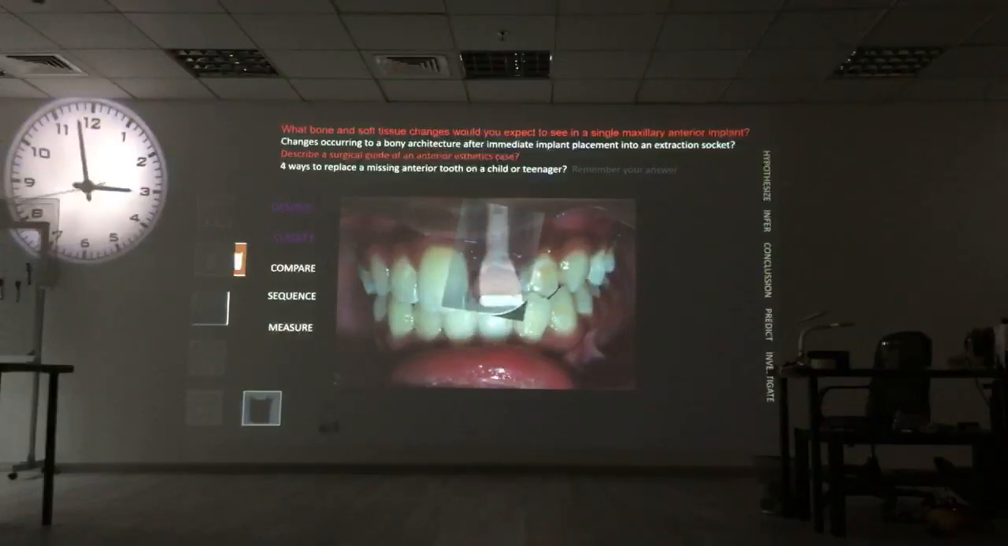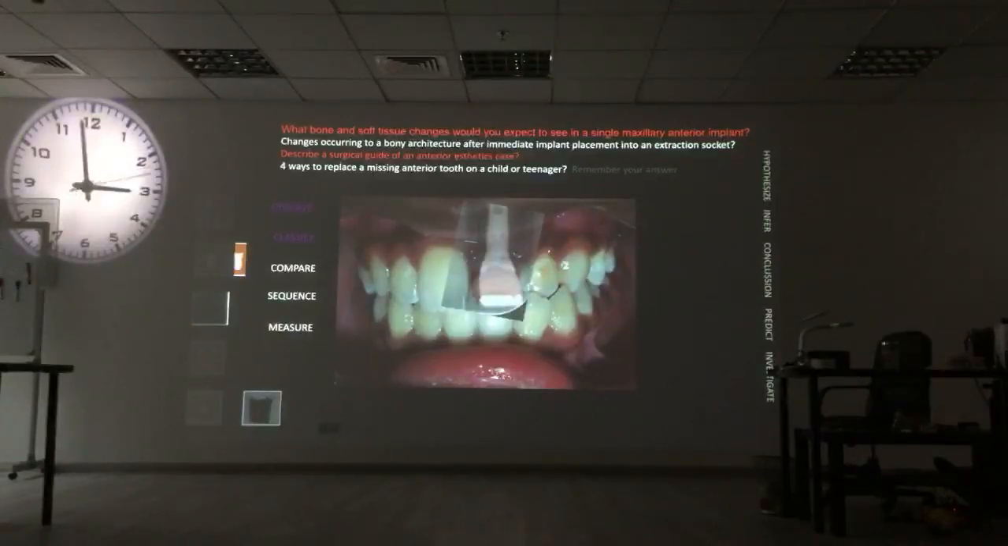What else do you expect in immediate implant placement? You extract, you place. What else do you expect to happen to the bony architecture versus a non-extraction socket? Yeah, I think this is a must. There is no way to avoid this.